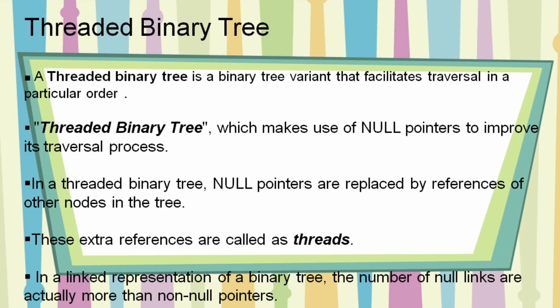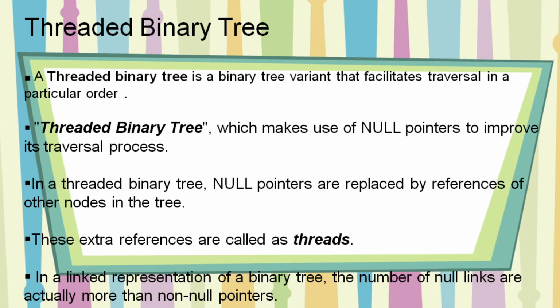Trees, including binary search trees, can be used to store items in a particular order, such as the value of some property stored in each node, often called a key. One useful operation on such a tree is traversing, visiting all items in order of the key. In a threaded binary tree, null pointers are replaced by references to other nodes in the tree. These extra references are called threads.